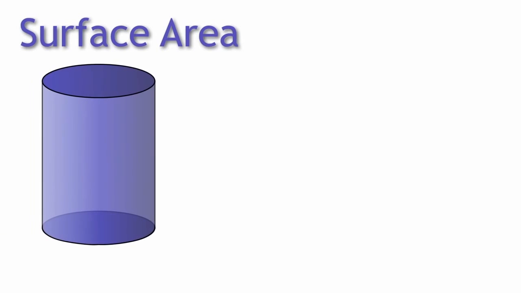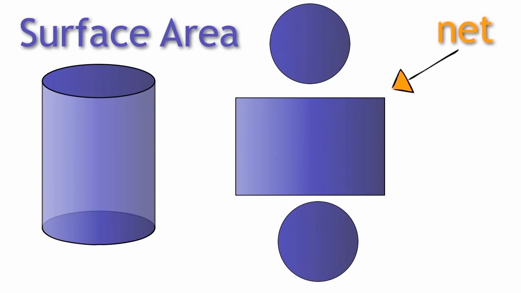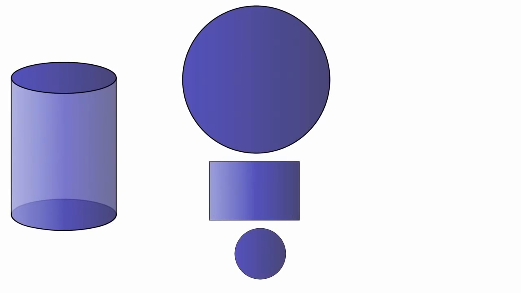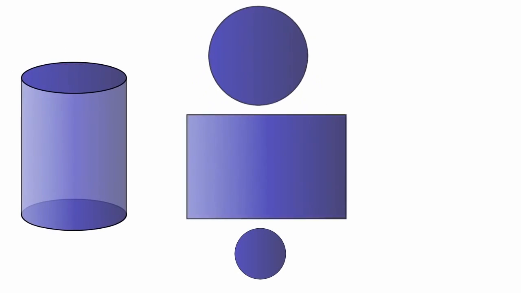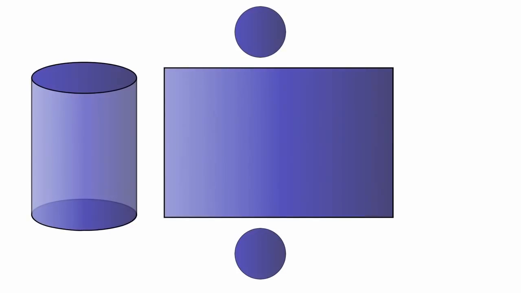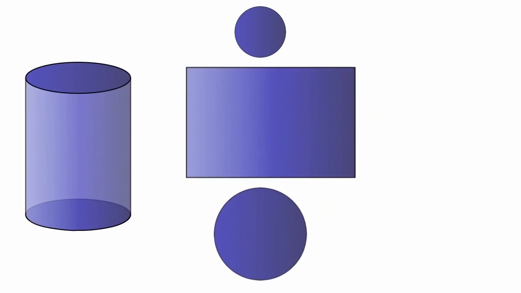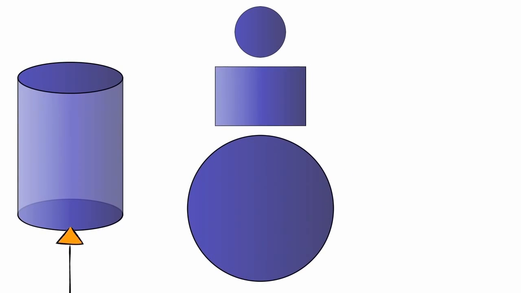To find the surface area of a cylinder, I need to open it out so I can see the net. I'm going to have a circle, which is where that side has come from. I'm going to have a rectangle, which would have been this side flattened out. And then I'm going to have a second circle, which is the same as the top one, from the bottom of the cylinder. It's going to be down here.